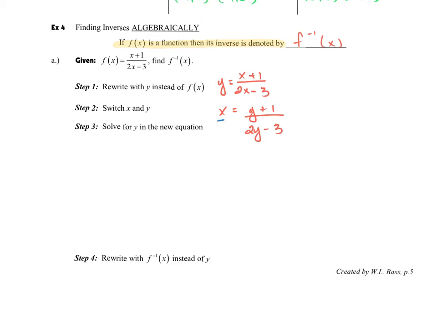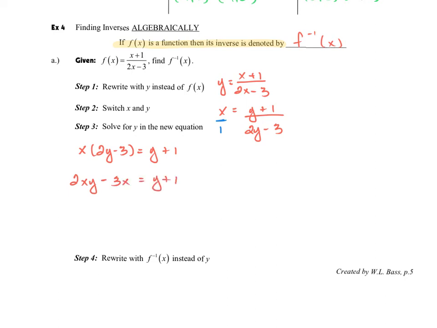We're going to take our left side and put it over 1 so we can more easily see that this is a proportion. So we're going to cross multiply and we'll end up with x times 2y minus 3 equals y plus 1. Now our goal is to solve for the y's. So we're going to distribute our x value first here. So we'll get 2xy minus 3x equals y plus 1.